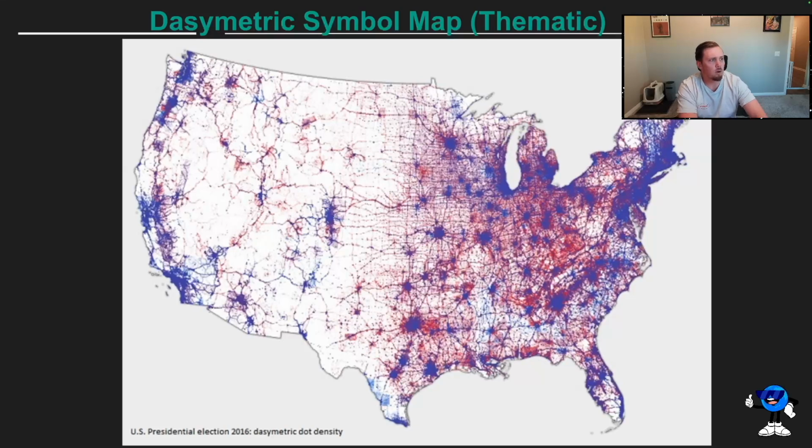Dasymetric maps are similar to the proportional symbol maps. They show dots representing data over a geographic background, but a dasymetric map has a better way of representing populations. Moving dots to where people live makes a more accurate map. This method requires an additional step to adjust the dots to density.